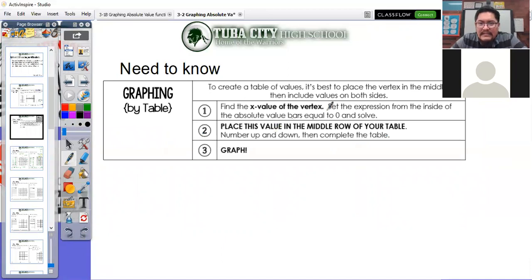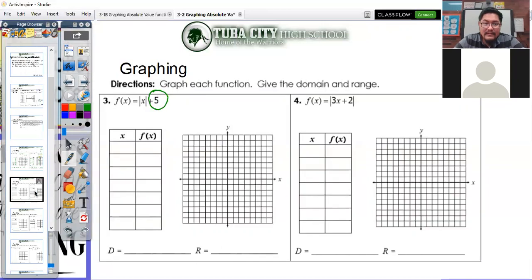Let's see. Set the expression from inside the absolute value bars to 0. So in this case, we don't include 5. So 0 equals x, and that's it. So I know that 0 is the middle number. So again, we ignore the 5.